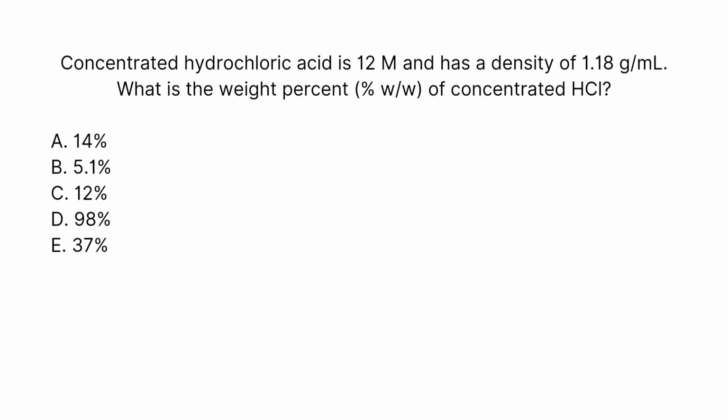Concentrated hydrochloric acid is 12 molars and has a density of 1.18 gram per ml. What is the weight percent of concentrated hydrochloric acid? Letter A 14%, letter B 5.1%, letter C 12%, letter D 98%, or letter E 37%. The answer is letter E 37%.